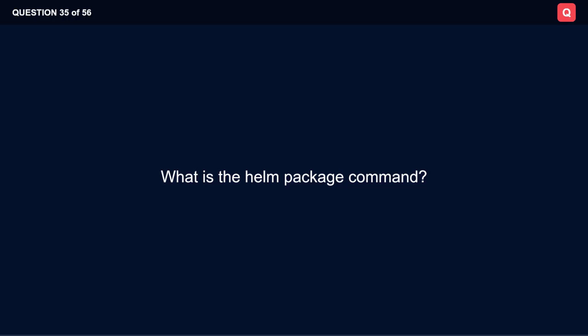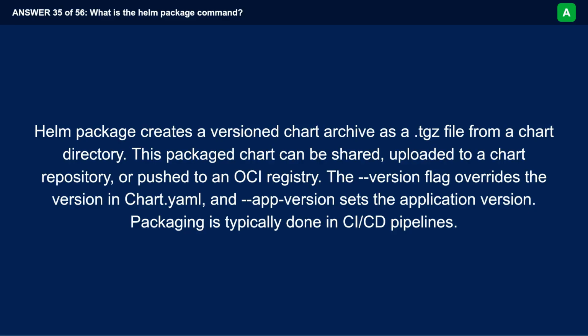What is the Helm package command? Helm package creates a versioned chart archive as a TGZ file from a chart directory. This packaged chart can be shared, uploaded to a chart repository, or pushed to an OCI registry. The version flag overrides the version in Chart YAML, and app version sets the application version. Packaging is typically done in CI/CD pipelines.